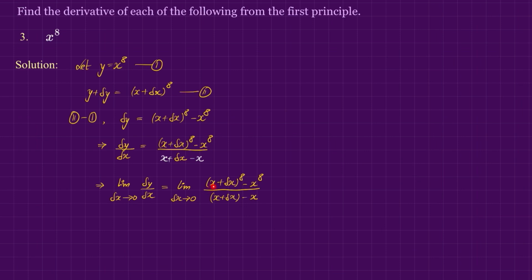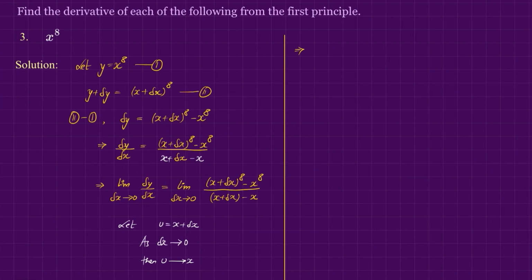Let me assume x plus delta x as u. So let u equal x plus delta x. As delta x tends to 0, then u tends to x. How is this? Delta x tends to 0, that means u will try to get closer to x. That means if delta x tends to 0, u tends to x. So here in the left hand side, this portion is dy over dx.